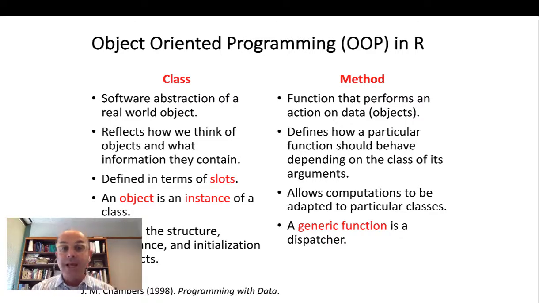Object-oriented programming in R is a class, which is the software abstraction of the real object, and the method is the function that performs the action on the data. So the classes reflect how we think of the object and what information they contain, and the method defines how a particular function should behave depending, and again I repeat, depending on the class and its arguments. So an object is an instance of a class, and I want you to remember that, and the method allows the computation to be adapted to a particular class.